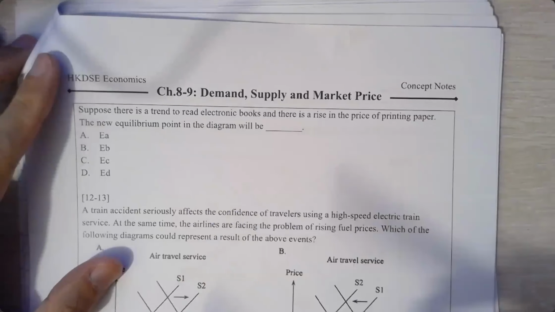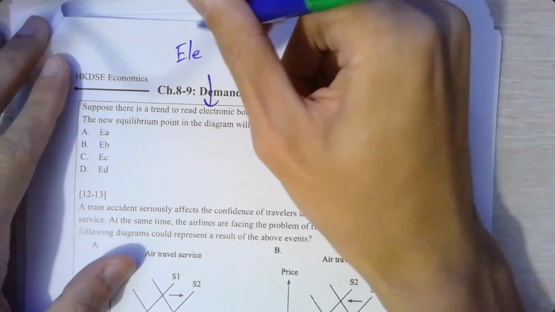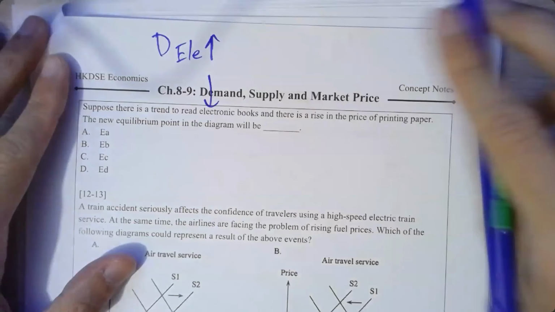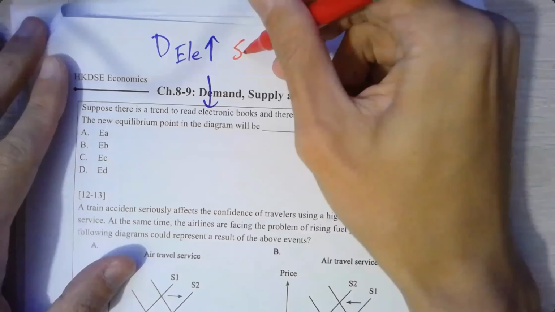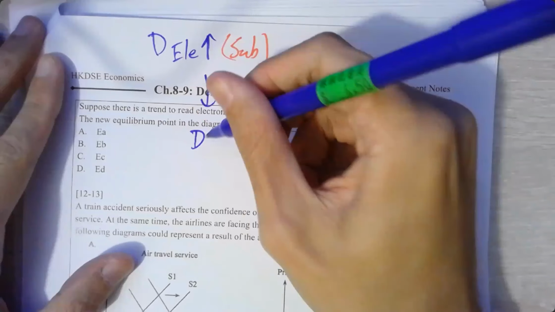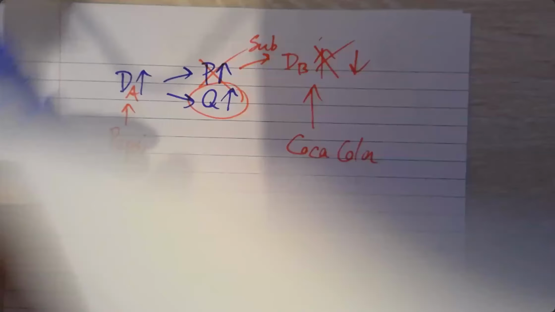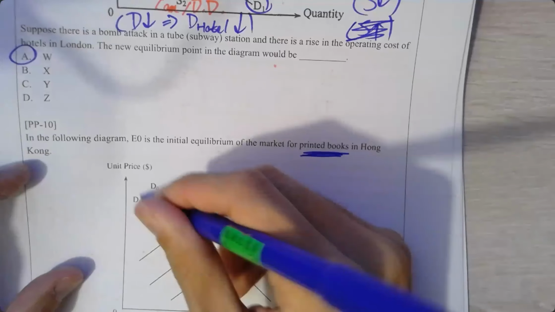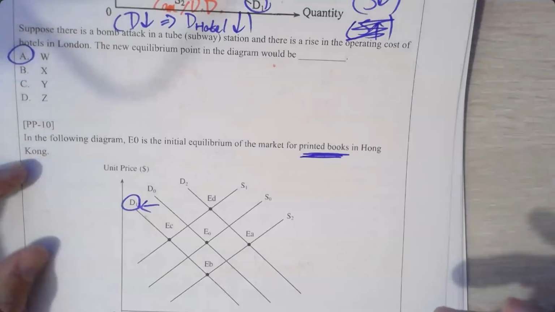read electronic books OK 好啦，如果而家啦 electronic 嘅 demand increases 好啦。As we already know, this is a substitute relationship. Therefore, the demand would decrease. 係咪啊？Demand decrease 即係咩？邊個啊？睇先。Here, D1. Okay, should go to D1.